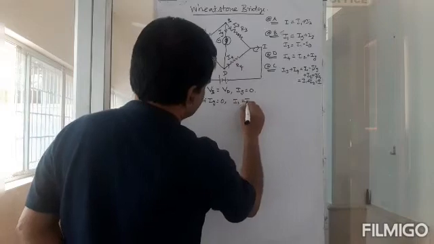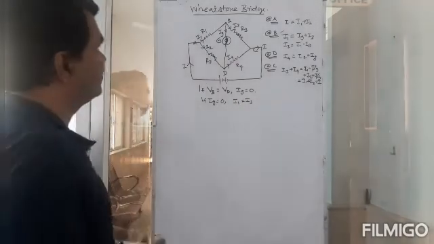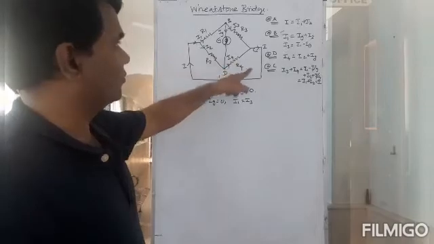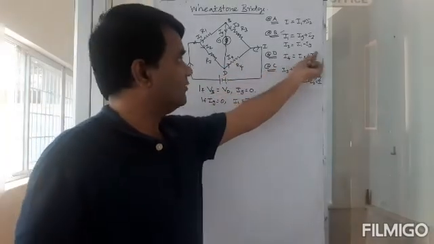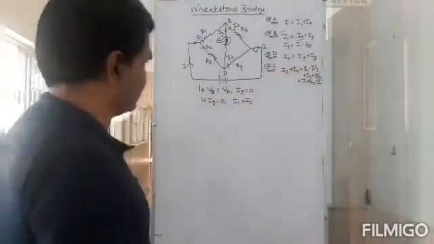I1 will be equal to I3. And what else will happen? I2 will be equal to I4, because I4 equals I2 plus Ig. If Ig is 0, then I4 must be equal to I2.